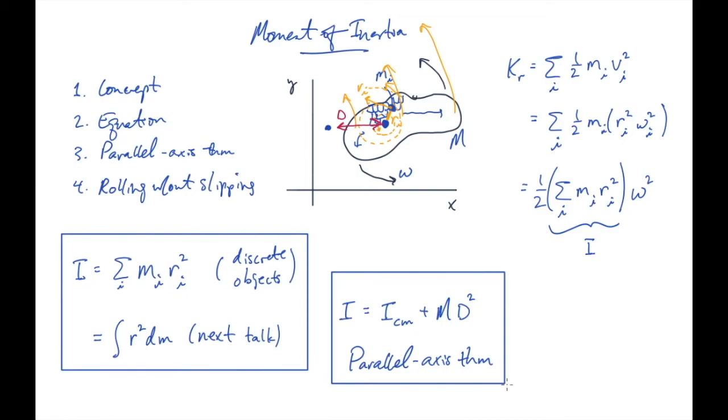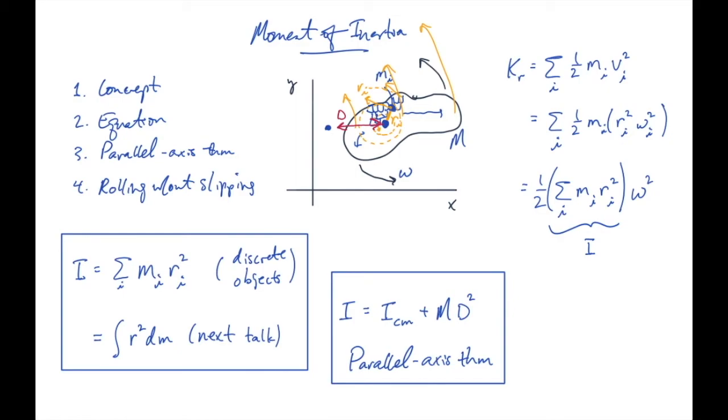Once you know the moment of inertia of something about an axis through its center of mass, that's the smallest the moment of inertia is ever going to be. If you move the axis some distance d away, without rotating it, you increase the moment of inertia by an amount of the mass times d squared.